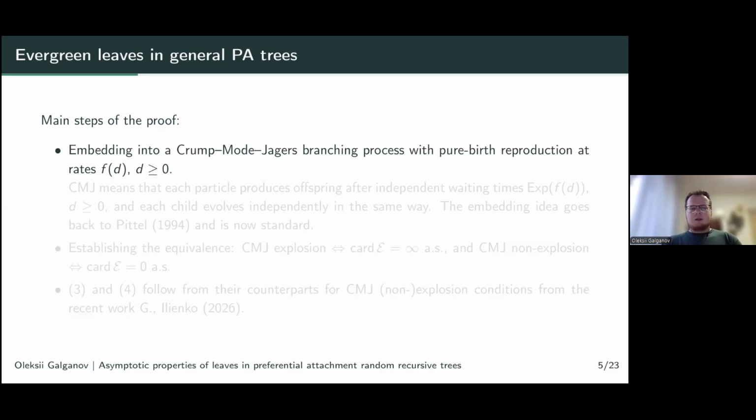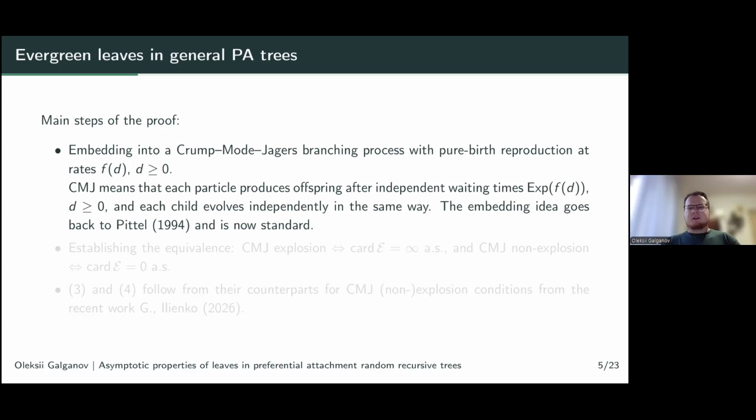Crump-Mode-Jagers, or CMJ for short, means that each particle produces offspring after independent times, which have exponential distribution with parameter f of d. And each child, after it was created, evolves independently in the same way. The embedding idea goes back to Pittel, and it's our standard tool for dealing with these recursive trees.